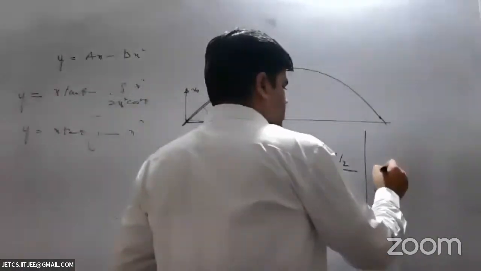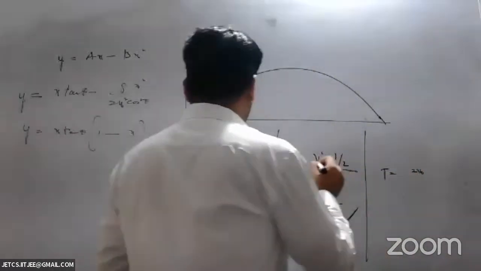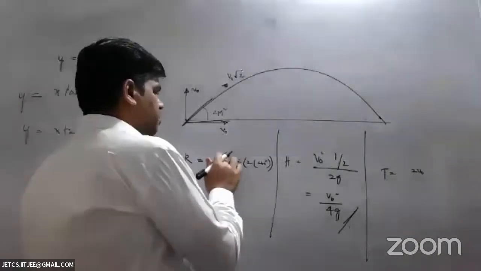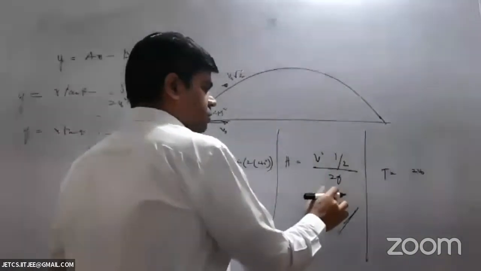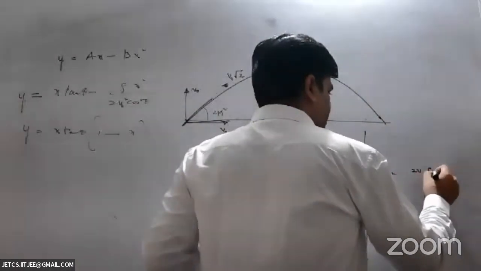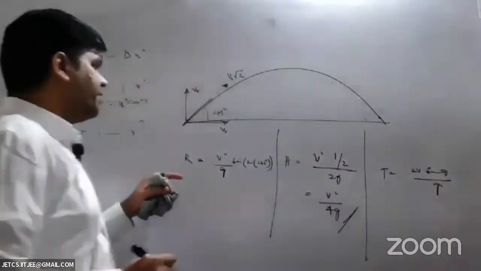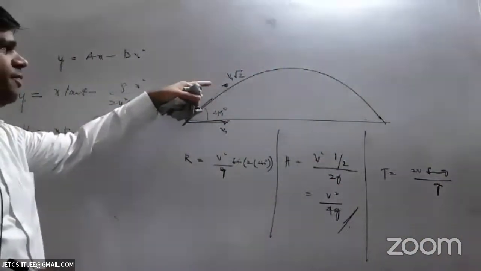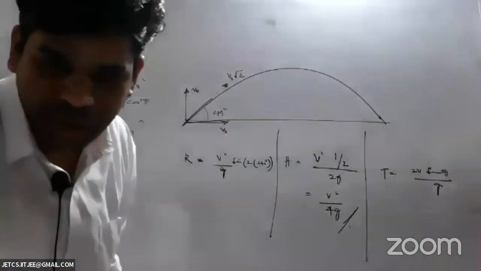And time of flight is 2v naught sine theta by g. Now, what is the value of v here? V is the value of velocity of projection, speed of projection, which is v naught root 2.